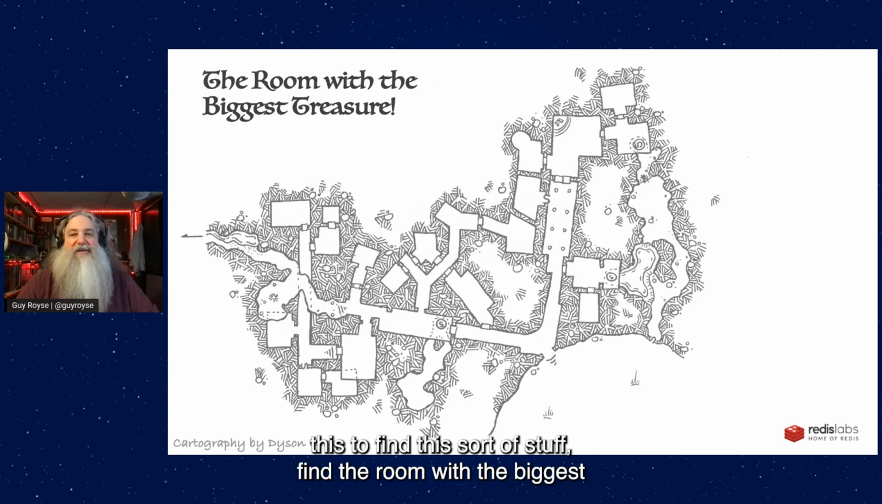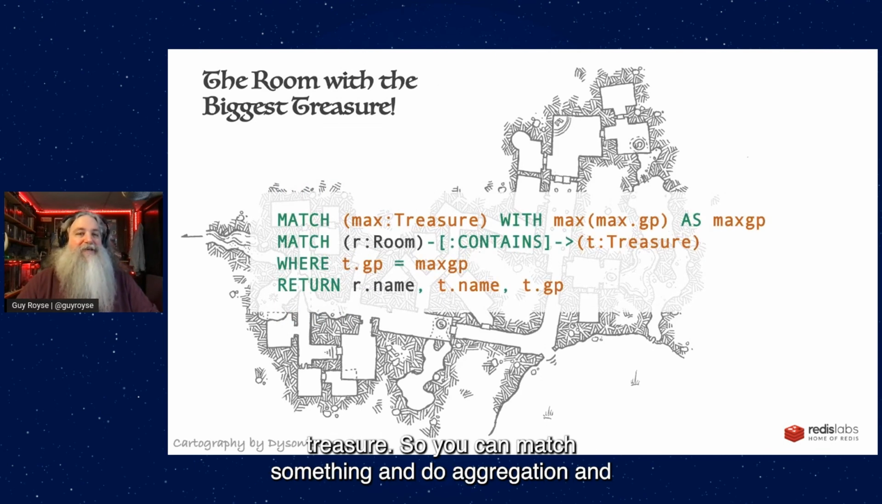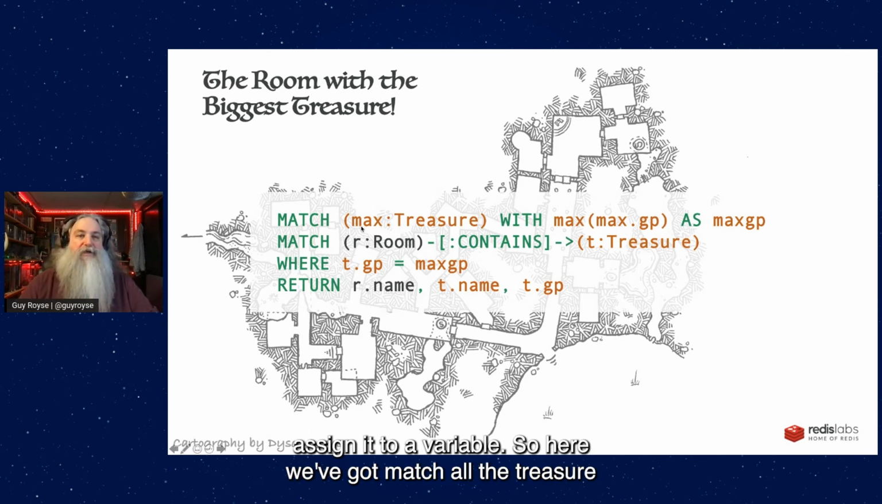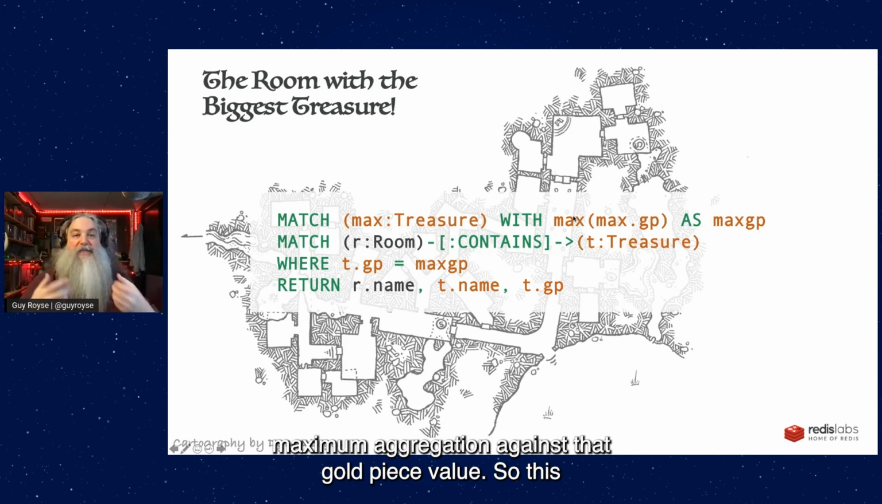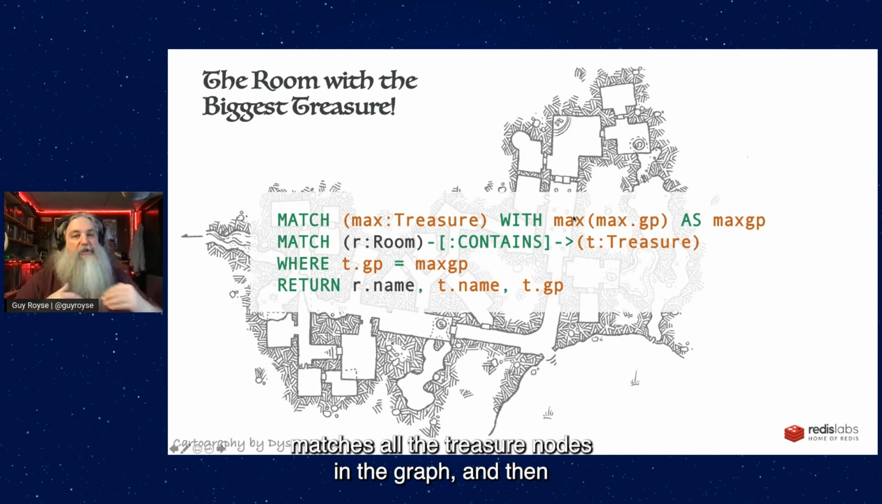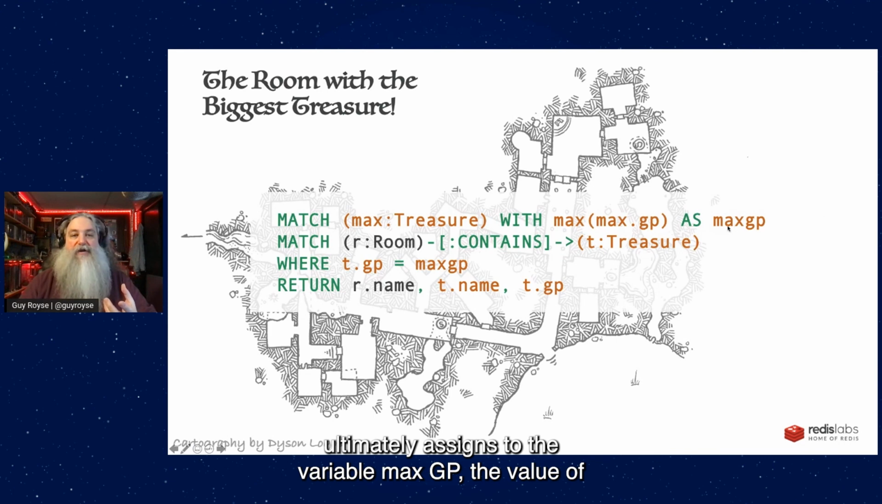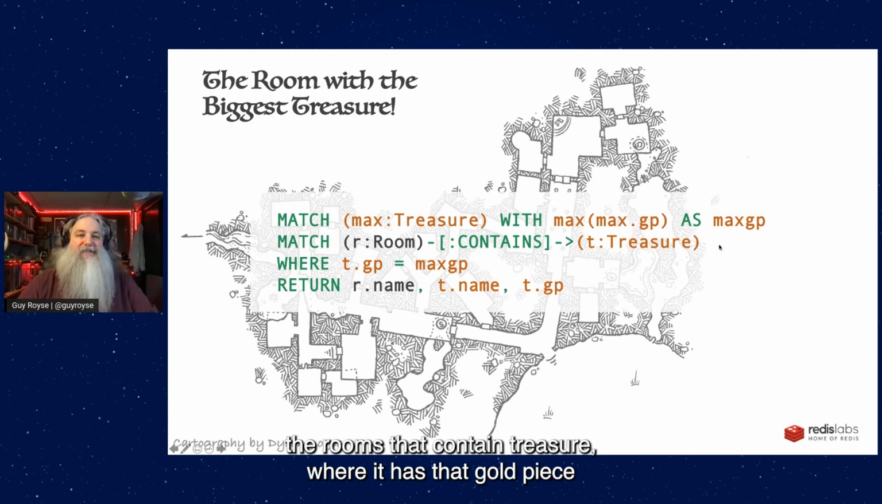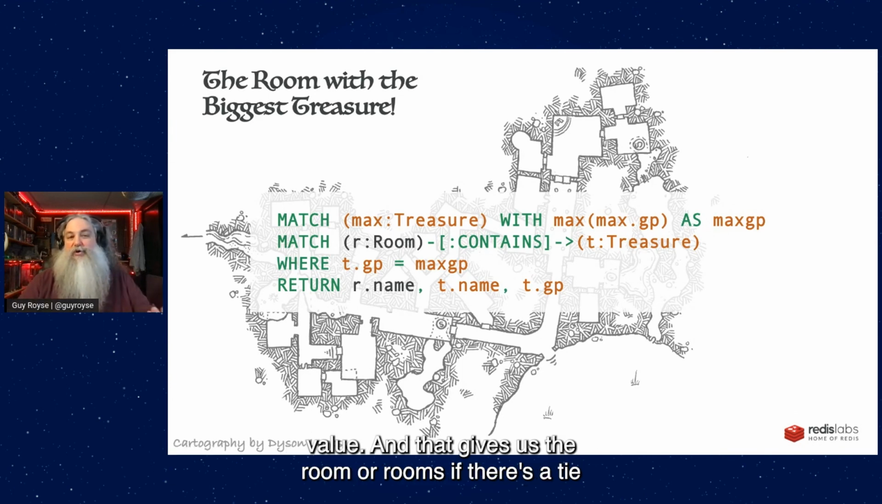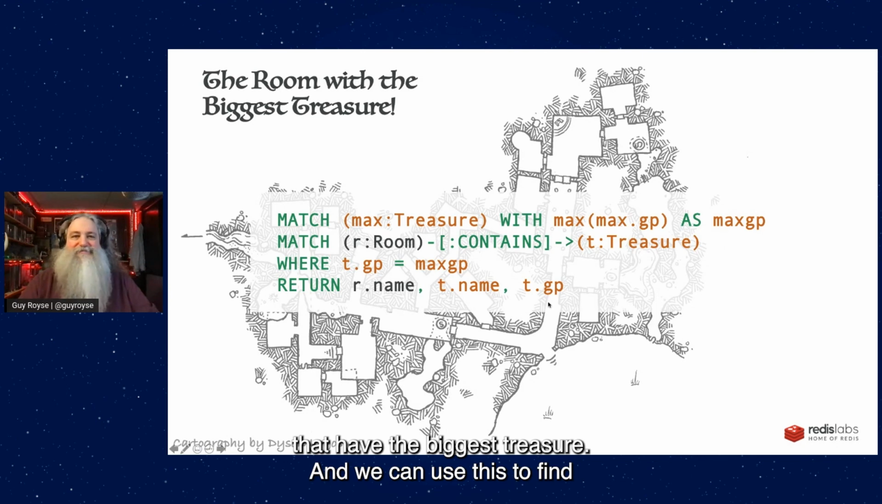You can also use this to find the room with the biggest treasure. So you can match something, do aggregation, and assign it to a variable. So here we've got match all the treasure nodes, assigning to the little variable max, with a maximum aggregation against that gold piece value. So this matches all the treasure nodes in the graph, and then ultimately assigns to the variable max GP the value of the biggest treasure in the dungeon. Then we can match all the rooms that contain treasure where it has that gold piece value. And that gives us the room or rooms, if there's a tie, that have the biggest treasure.